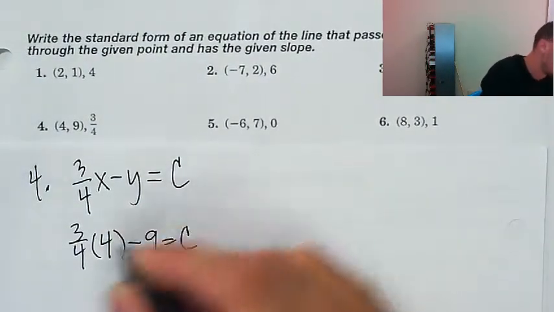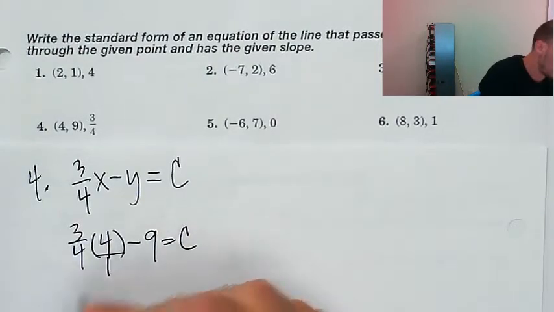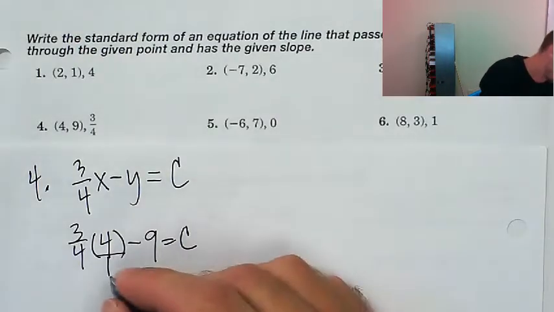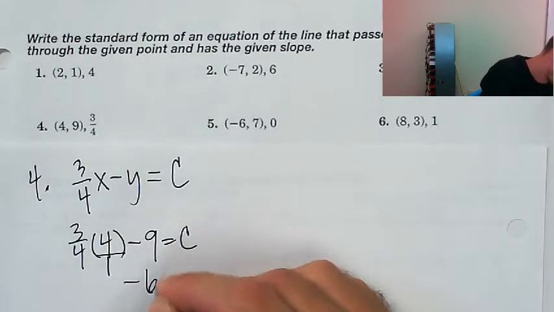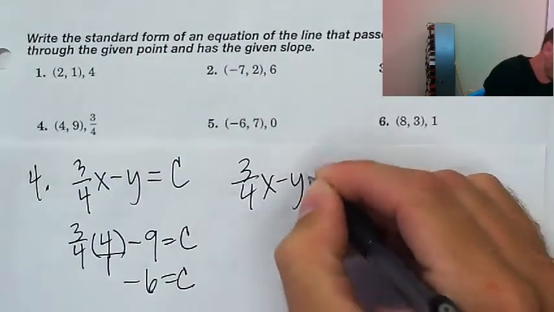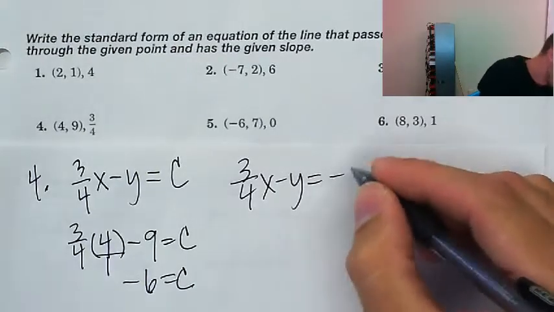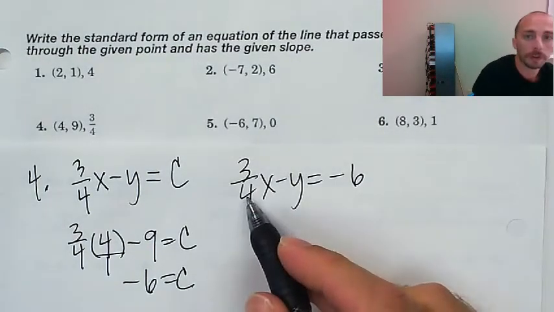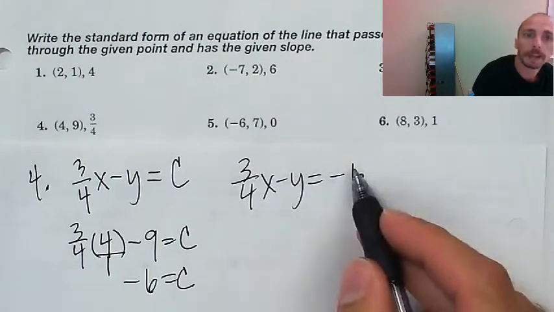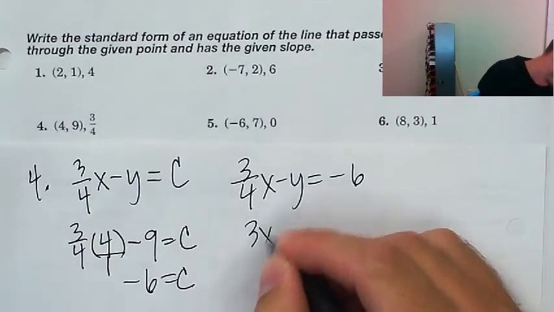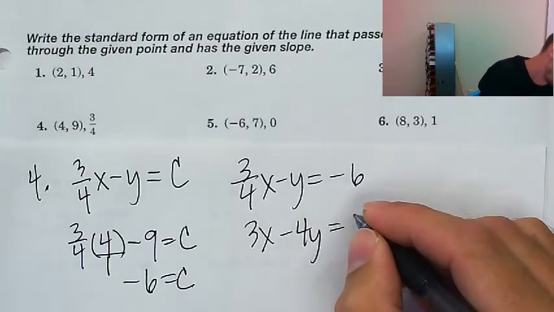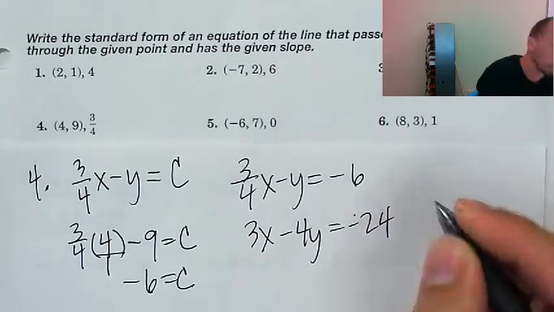Minus 9 equals c. So 3/4, well, 4 is 4 over 1. Okay, so 3/4 times 4 over 1, that'd be 12 over 4. That's going to be 3. And 3 minus 9 is negative 6. Okay, so now I've got 3/4 x minus y equaling negative 6. Okay, and if I wanted to get rid of that 4 in the denominator, I would multiply both sides of this equation by 4, which means I'm going to have to multiply the x and the y and the negative 6 by 4. So I'll have 3x minus 4y equals negative 6 times 4, which is negative 24.